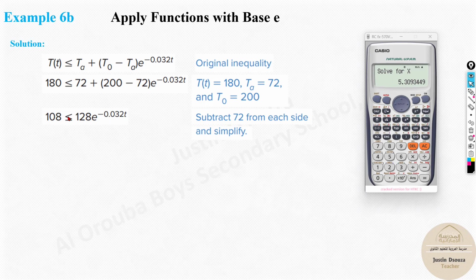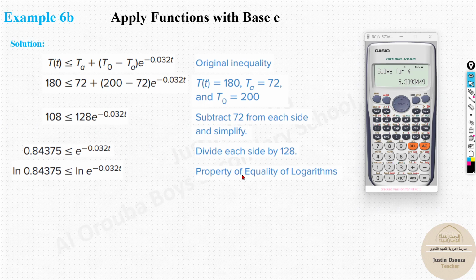Now use logarithm. Oh wait, okay, before that, take this to the other side and divide. 108 divided by 128 is 0.84375. Now take the natural logarithm. Property of natural logarithm: take natural logarithm on both the sides. Now when you take natural logarithm on both the sides, what happens? This and this cancel. You're remaining with negative 0.032 t, and the left side is ln 0.84375.